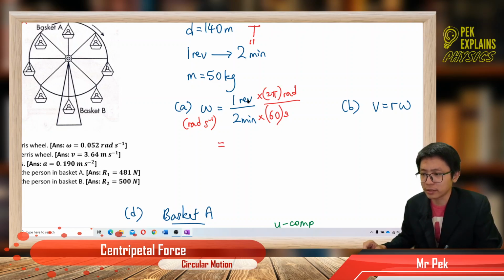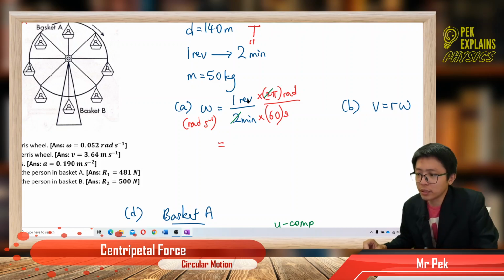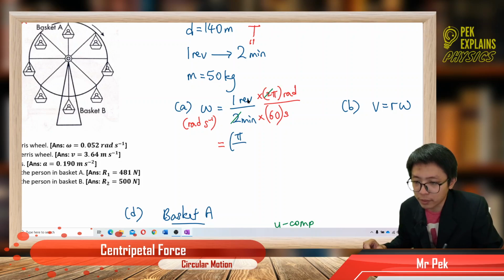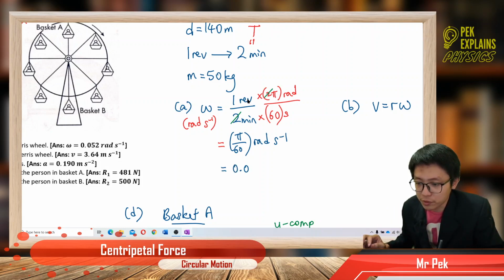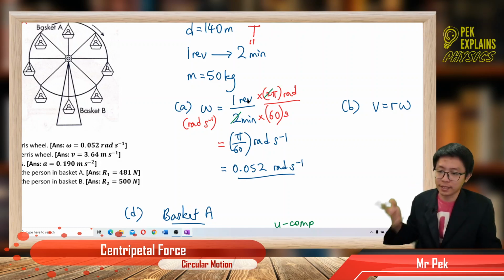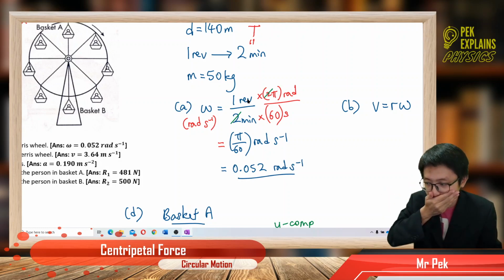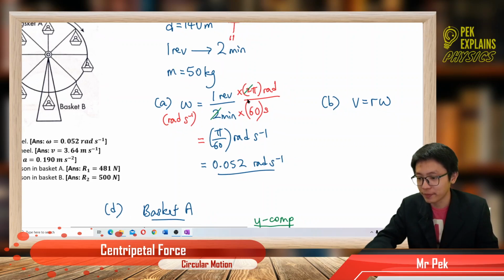So what do you get? The 2 and 2 can be cut off, and we get pi over 60 radian per second. We got the answer. Pi over 60 is actually 0.052 radian per second. That's our omega. We got it.